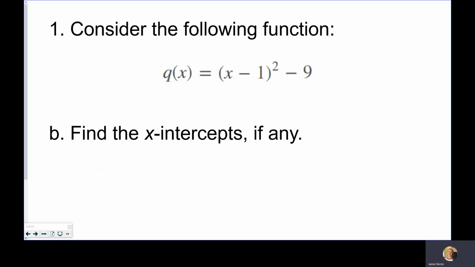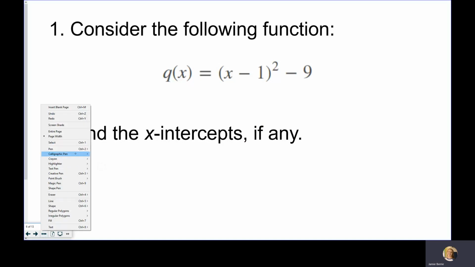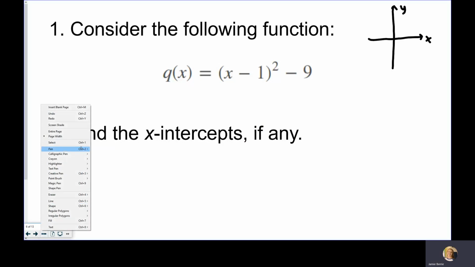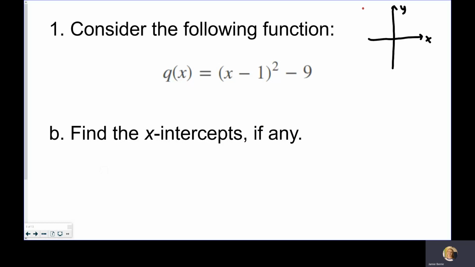All right, part B says to find the x-intercepts, if any. It is possible that your quadratic function could have no x-intercepts. That's totally fine. Doesn't mean you did anything wrong. Just FYI, this is what it would look like if you had a quadratic function with no x-intercepts. That would just mean that the entire parabola lies above the x-axis, so it does not cross the x-axis anywhere, and therefore there are no x-intercepts. So that's totally fine if that happens. But let's see if we can find any here.